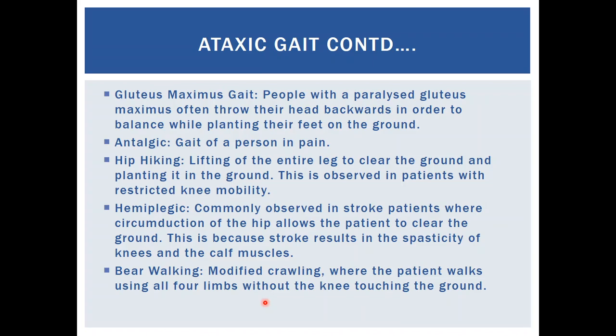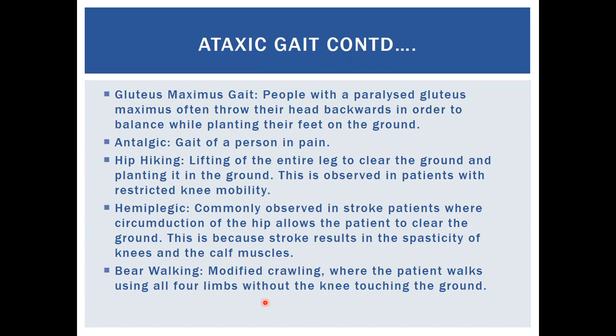And then you have the gluteus maximus gait, where people with a paralyzed gluteus maximus often throw their head backwards in order to support their balance while planting their foot. So it is very weird, and it also looks like an English lord walking. So that's just how it is. If you have a paralyzed gluteus maximus, then your gait gets affected.